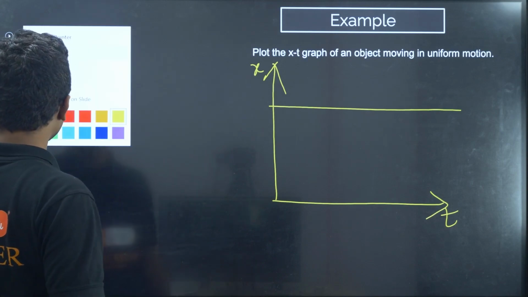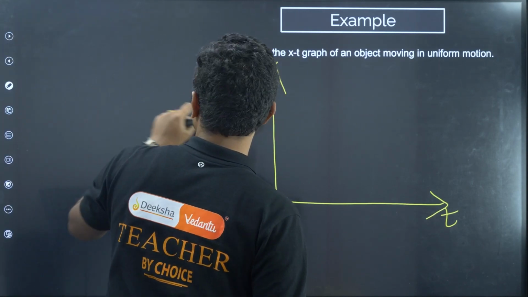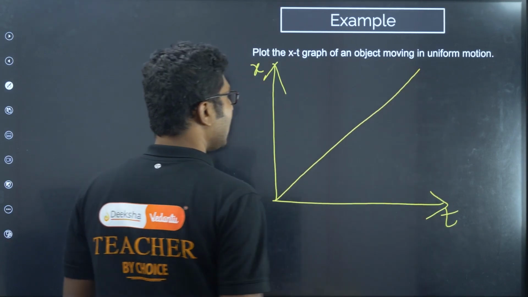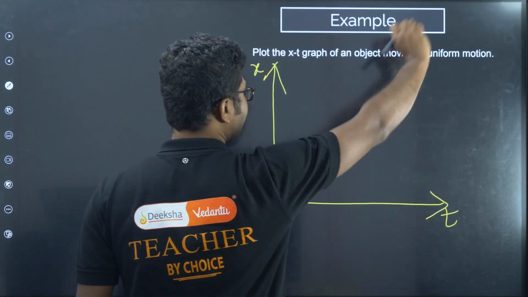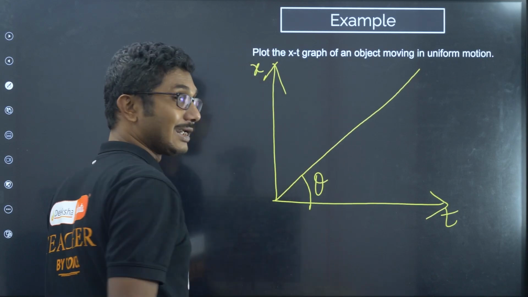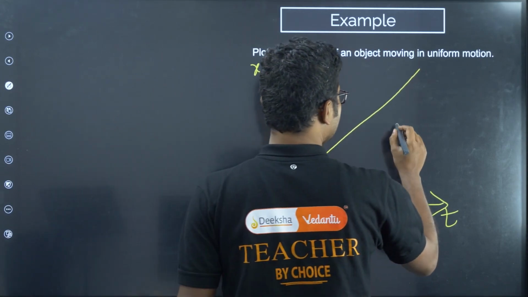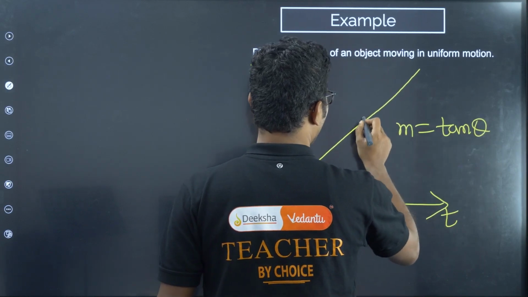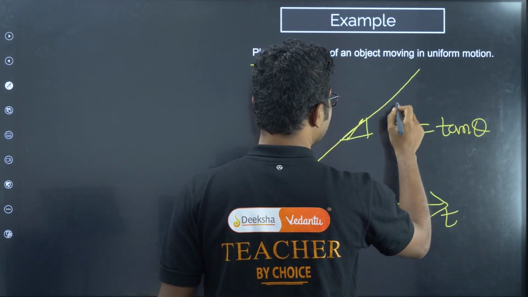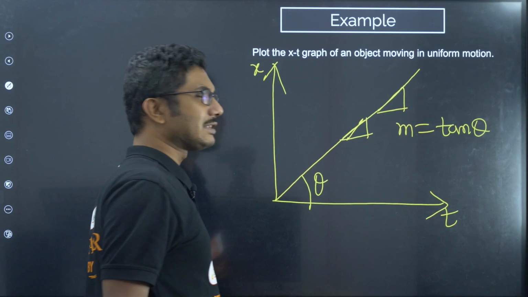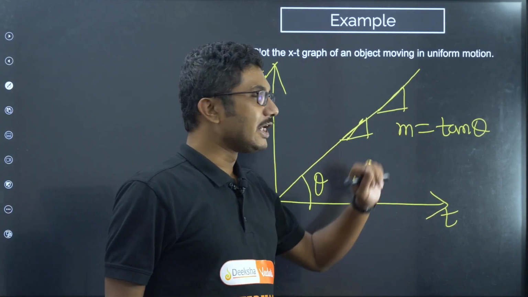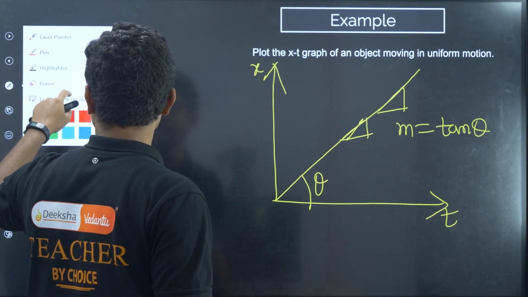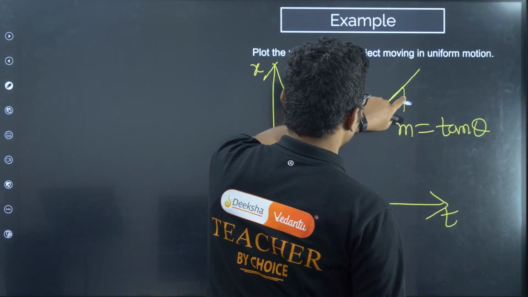No, velocity constant does not mean object is not moving. So velocity constant means its slope will be constant. So it will be a straight line. I already said, for a straight line slope is constant. So theta is constant, so m will be tan theta, right? So any point if you draw the triangle, you will get same delta y for same delta x. So theta is constant. So this is a graph of object moving in uniform motion.